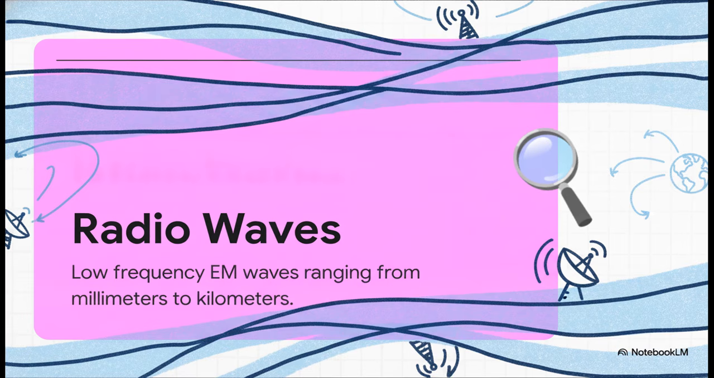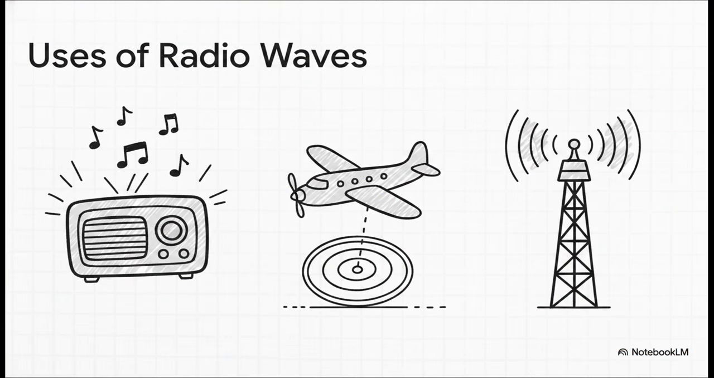You can think of these as the gentle giants of the electromagnetic world. They have the lowest frequency, but the absolute longest wavelengths. We're talking anywhere from a few millimeters to several kilometers in length. Because of this massively stretched out shape, they're perfect for traveling over huge distances. So, what does that mean in practice? Well, radio waves are the backbone of our long-distance communication. They carry your AM and FM broadcasts, they're heavily utilized in aviation and weather tracking to keep planes safe, and they literally power the navigation systems that keep our entire modern world connected.